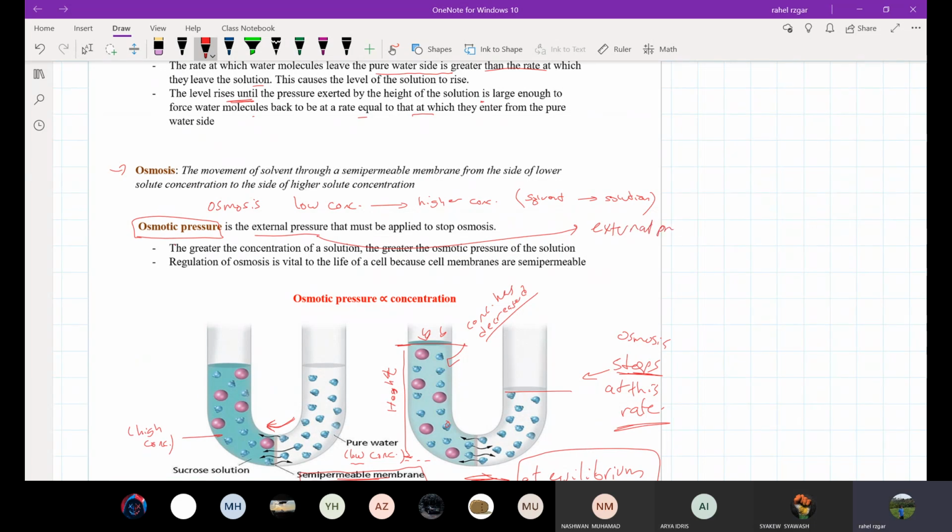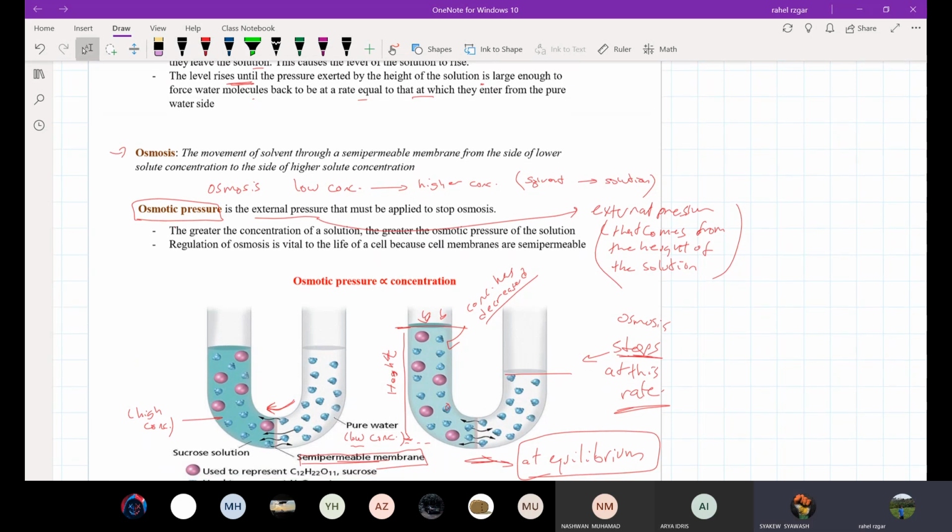External pressure here that comes from the height of the solution. External pressure. What was the external pressure? The pressure, sorry, that comes from the height of the solution.